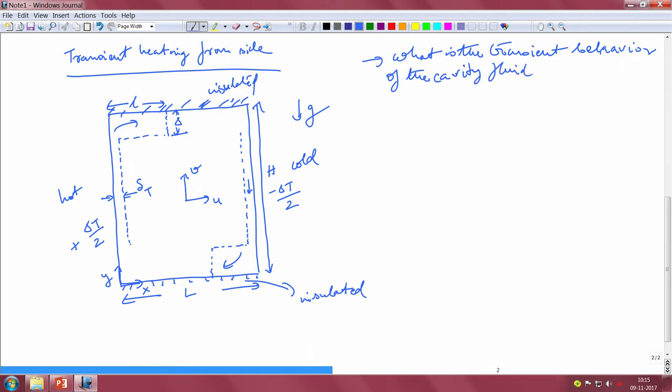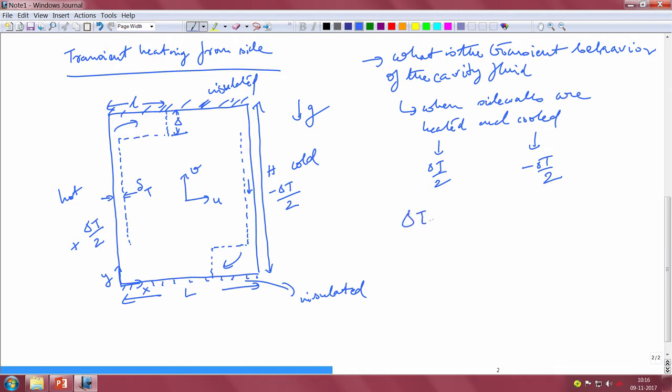What is the transient behavior of the cavity fluid when the side walls are heated and cooled? All of a sudden, heated by plus delta T by 2, cooled to minus delta T by 2. Got it? Where the top and the bottom walls are actually insulated. So, initially the delta T was equal to 0 at t equal to 0 minus. So, just before the initial time, the entire cavity did not have any thermal gradient inside it at all. So, that was the situation, and based on this situation we are now supposed to analyze this particular problem. That is a simple enough thing.